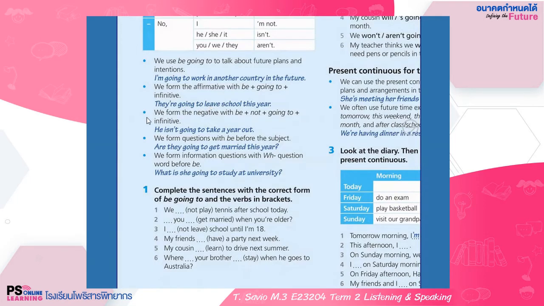We form the negative with be plus not plus going to plus the infinitive of the verb. Example, he isn't going to take a year out.